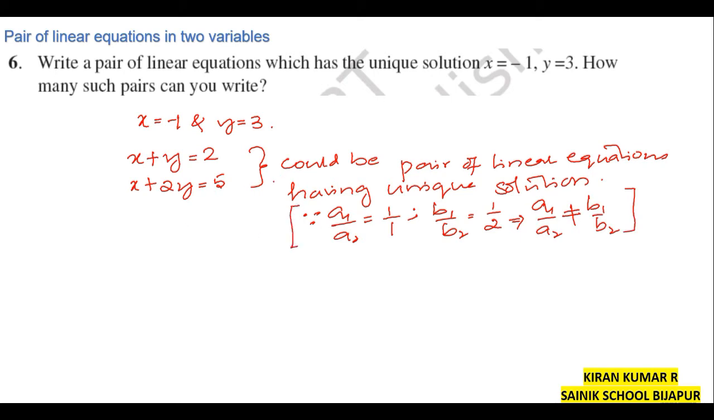So how many such pairs can be made using x is equal to -1 and y is equal to 3? I have taken x plus 2y. You can take 2x plus y. You can take 3x plus 5y. If you change the x coefficient and y coefficient, you'll be getting an infinite number of ways to make such possibilities, isn't it? Therefore, I can conclude that infinitely many pairs of equations are possible.